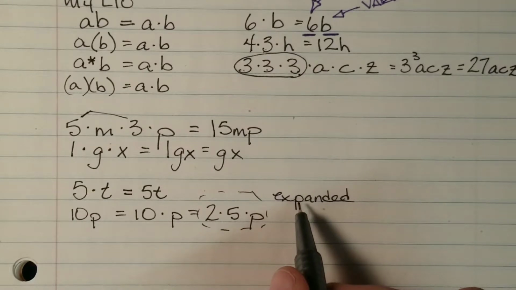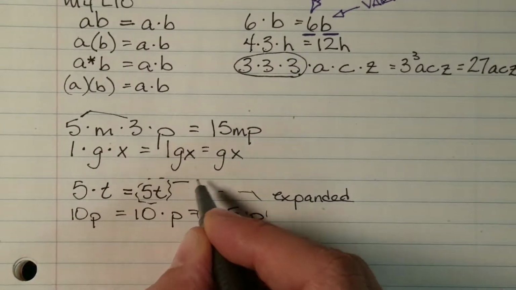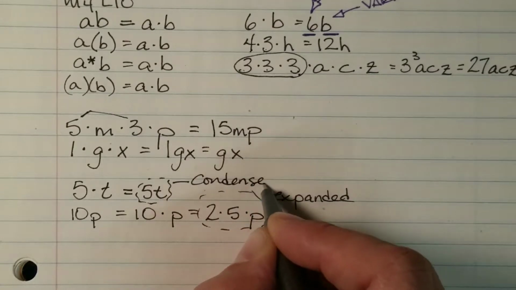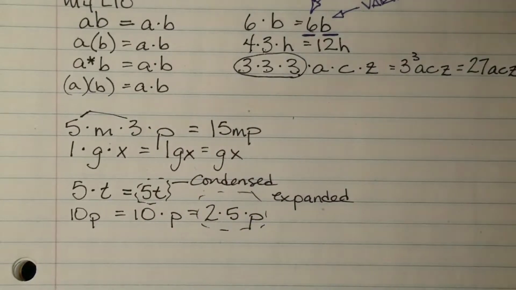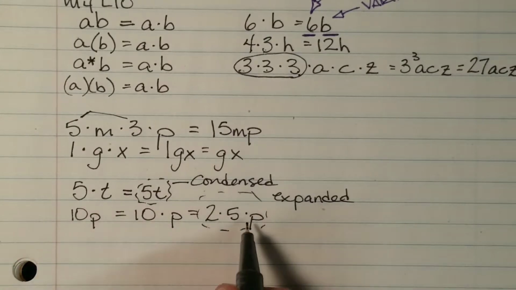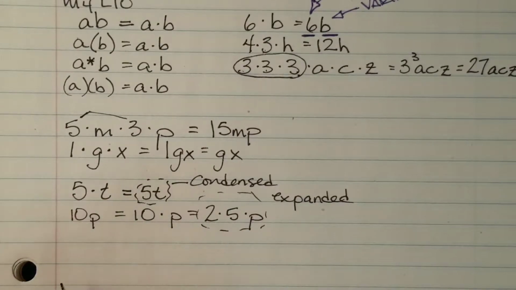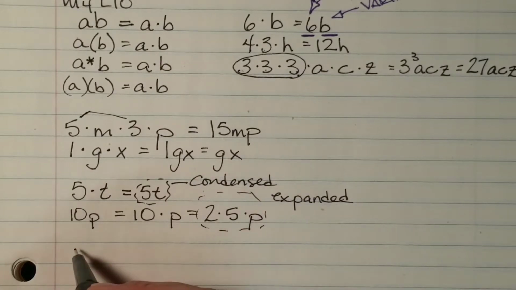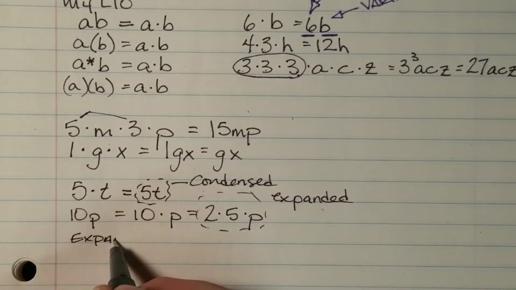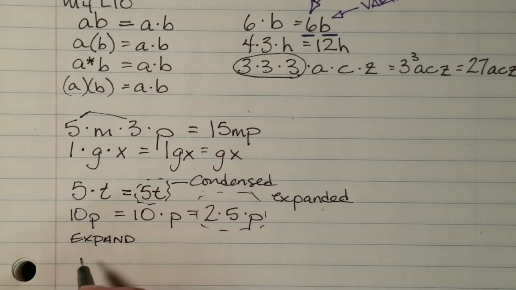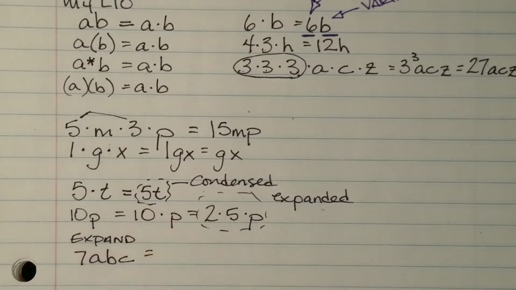Okay, that's expanded. This is what I would call condensed. I think the book calls it something else, but for now, that's what we'll call it. Okay, let's practice some more expanding. This is the part I want you to do on your whiteboard and pause me. Okay, so expand the following. 7ABC. Pause me. Write that out in expanded form. If you're going to expand it, 7 times A times B times C.